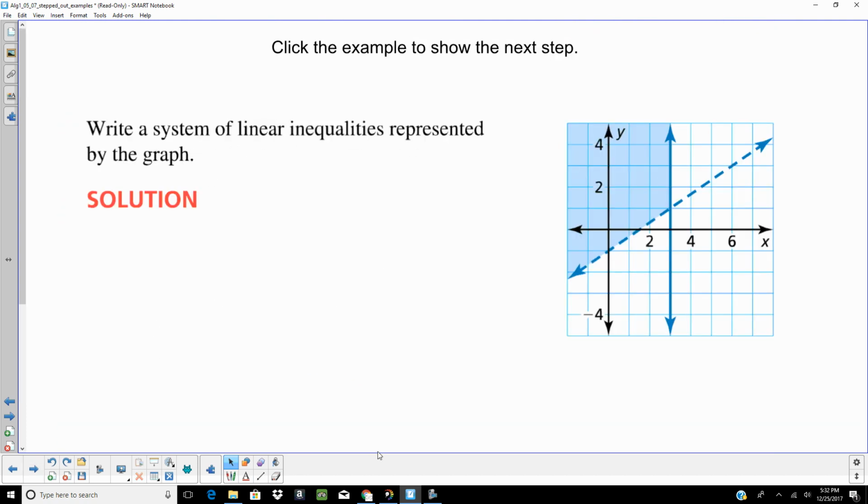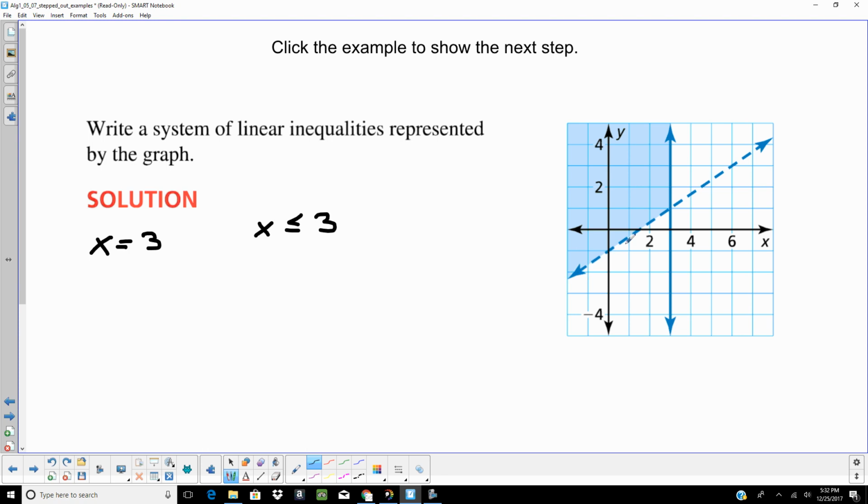Let's go ahead and do another one. On this one, let's do the vertical line first because that'll be the easiest. So it's not going to be y equals. My boundary line is x equals 3. Now I need to figure out what type of inequality. Well, it's being shaded to the left, which is less than. And it's a solid line, so x is less than or equal to 3.